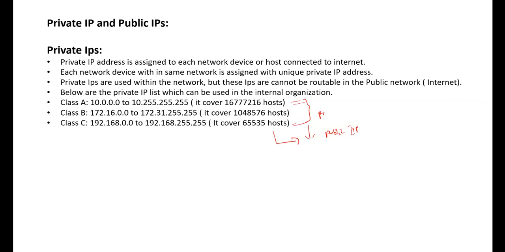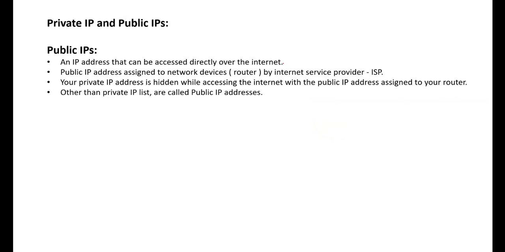Okay, so here the public IP is directly accessible over the internet. The internet is nothing but the public network, we can say. Private IPs are only used inside the network, but public IPs are outside the network, that is the public network, that is the internet. These public IPs will be provided by our ISP. ISP stands for Internet Service Provider.